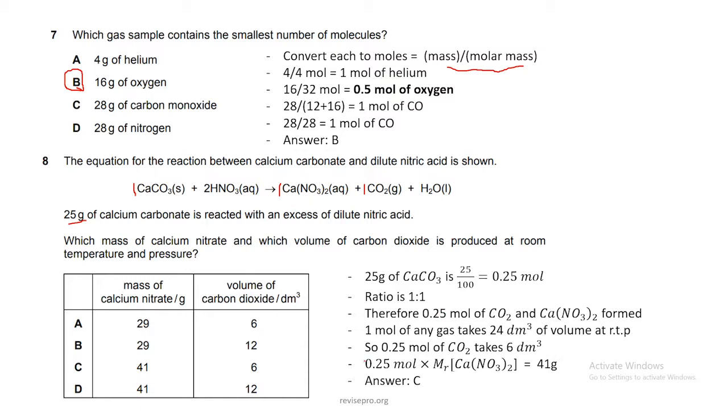So I'll start with the CO2. 1 mole of any gas takes up 24 decimeter cube or 24 liters of volume at room temperature and pressure, as stated here. So therefore 0.25 moles of carbon dioxide takes 6 liters or 6 decimeter cube. So your answer is this or this. Now back to the calcium nitrate. You know 0.25 moles of calcium nitrate is formed. Multiply that by the molecular mass of calcium nitrate, you'll get 41 grams. Your answer is going to be C.